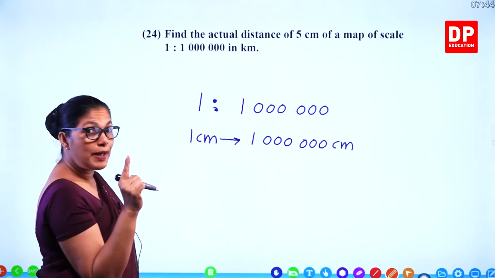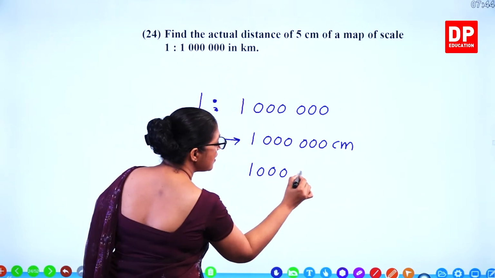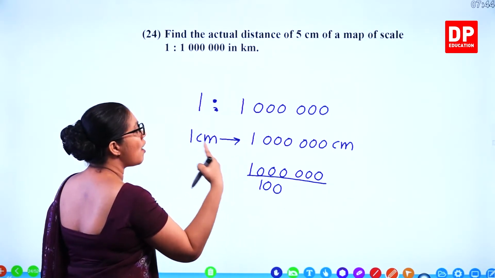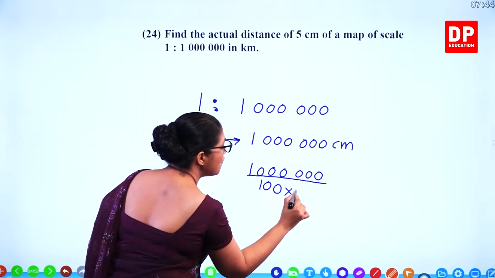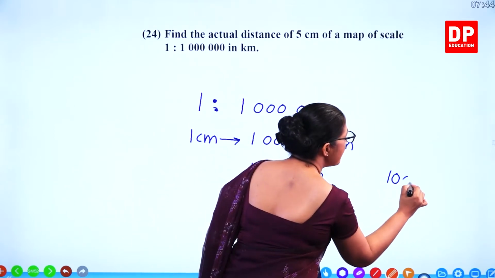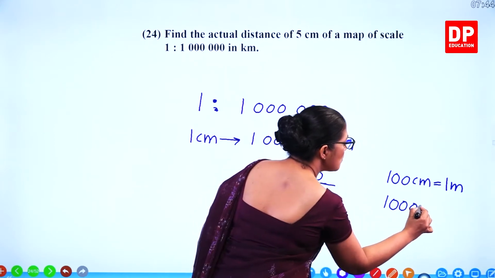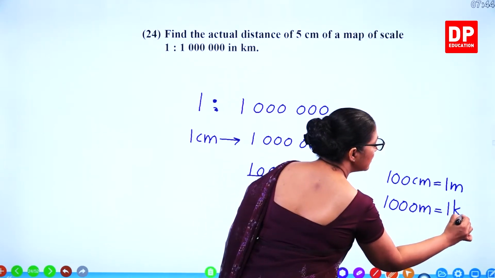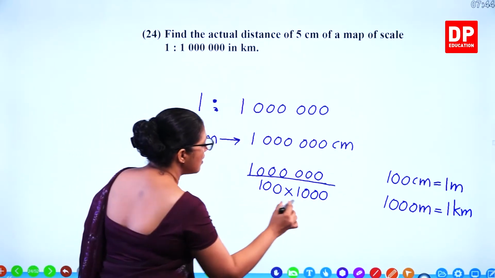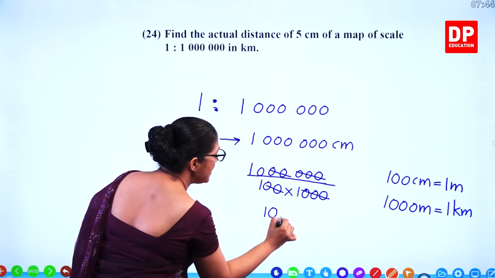Convert to kilometers. First you have to divide by 100, that means converting to meters. And how do you convert to kilometers? You have to divide by 1000. Why? What's the relationship? 100 centimeters is 1 meter, and 1000 meters is 1 kilometer. So you have to divide by 100 as well as 1000. Now cross out 3 zeros and 2 zeros. So you get 10 kilometers.